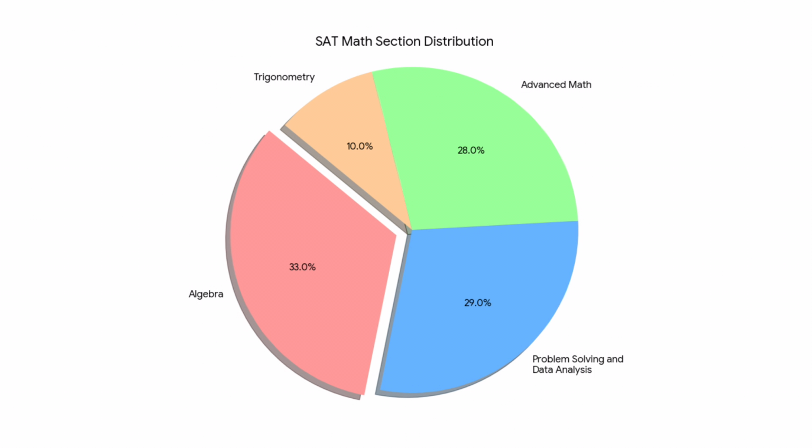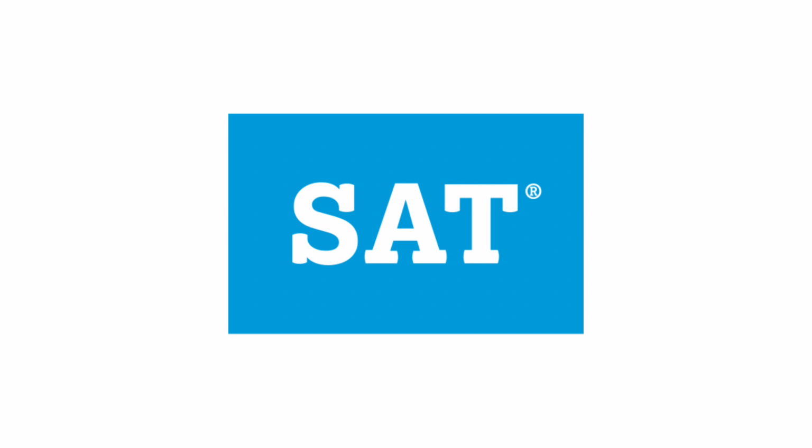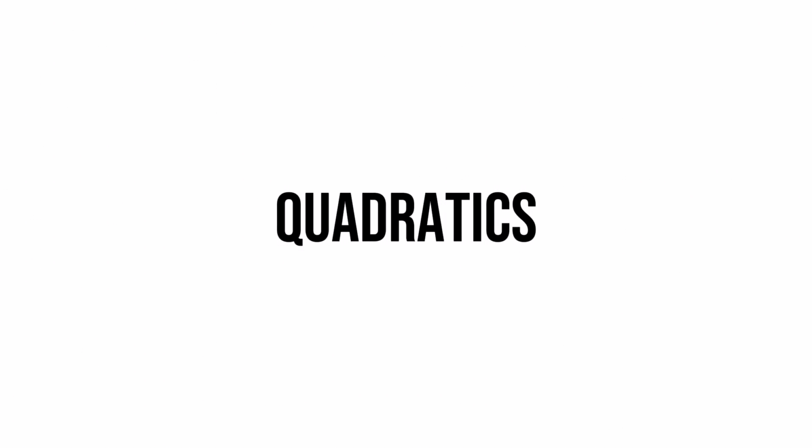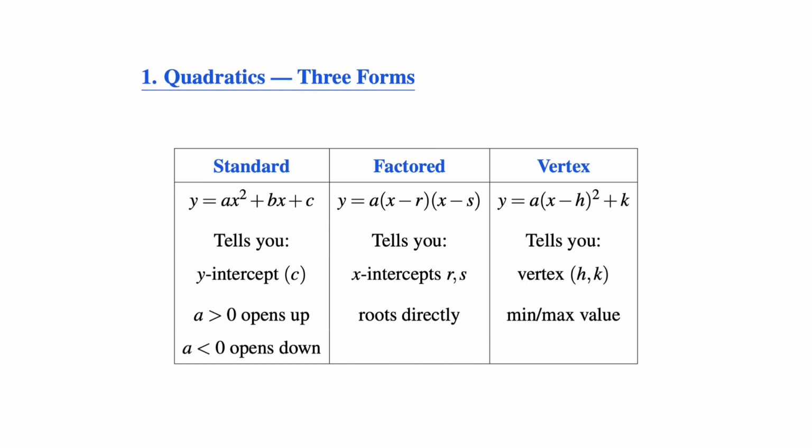Advanced math. Advanced math is the other heavyweight on this test. And this is where the SAT separates the 600 scorers from the 750+ scorers. Quadratics. Quadratics are everywhere on the SAT. You need to know 3 forms: standard form, factored form, and vertex form.